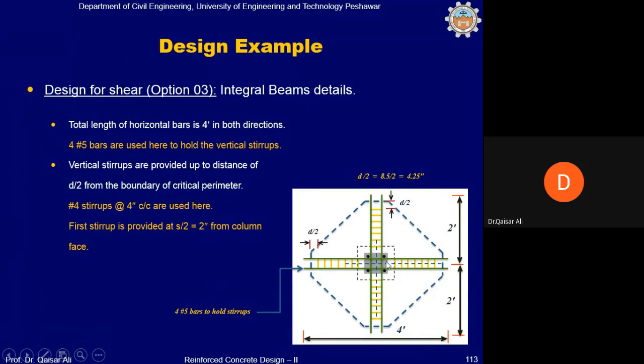The first stirrup will be provided at s by 2. s by 2 because the spacing is 4 inch, so the first stirrup will be provided 2 inch from the face of the column, and then the rest of the stirrups will be provided 4 inch center to center. So in this manner, the integral beam can be provided.